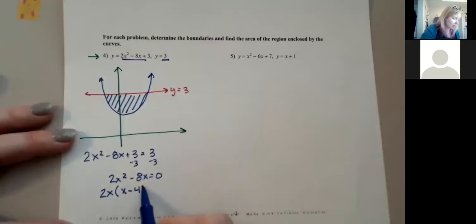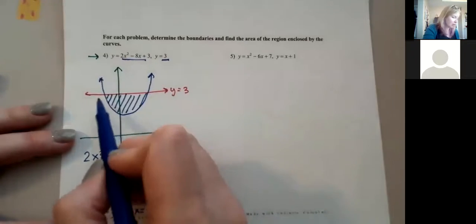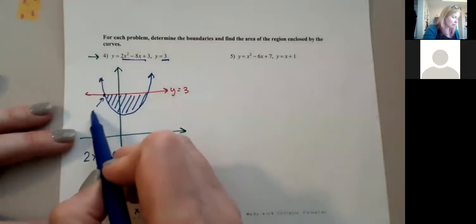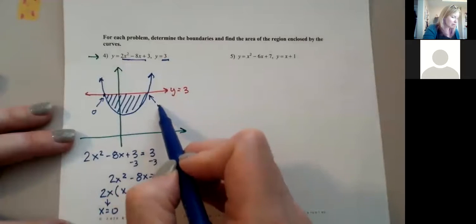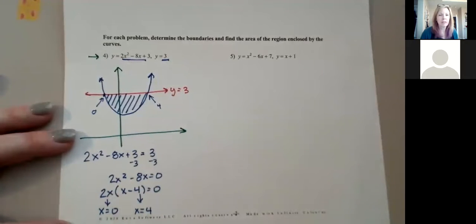And x minus 4 equals 0, which tells me that my two intersection points are x equals 0, and from x minus 4, I get another boundary value of x equals 4. So that's what these two points are. This is x equals 0. This is x equals 4. Okay, those are my integration boundaries.